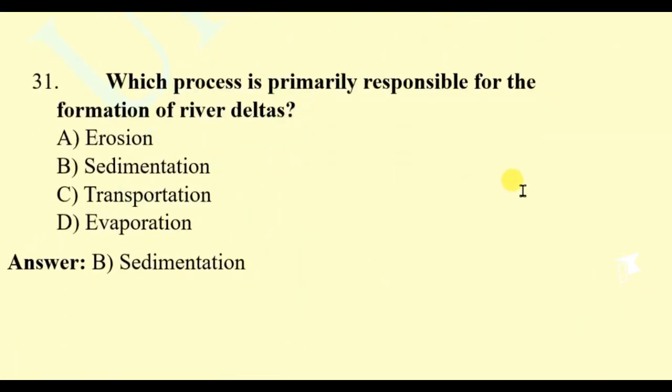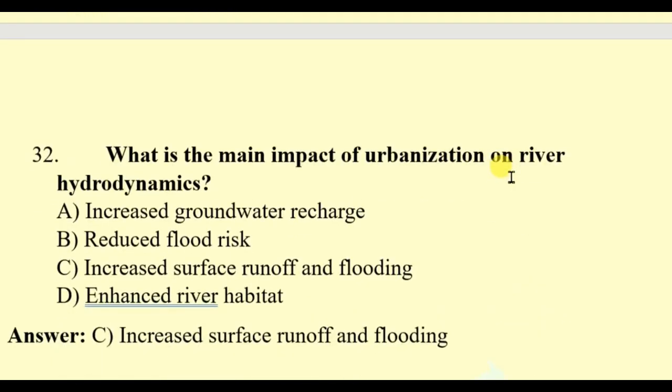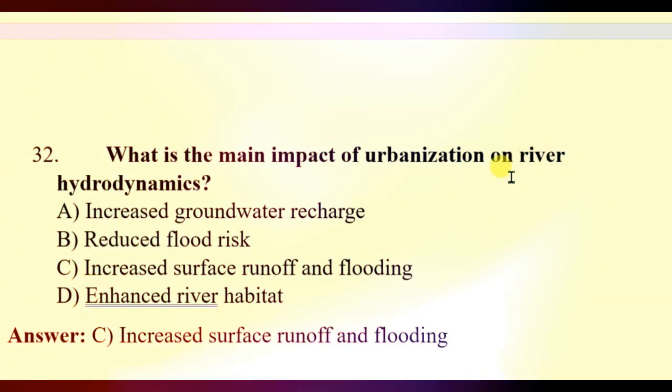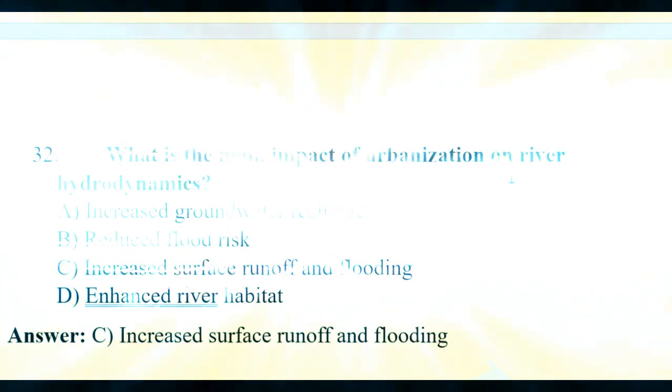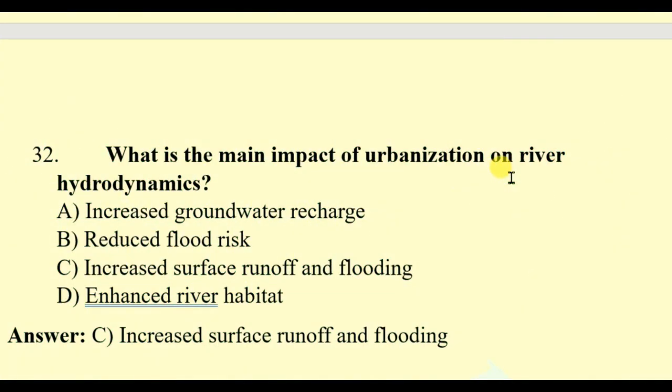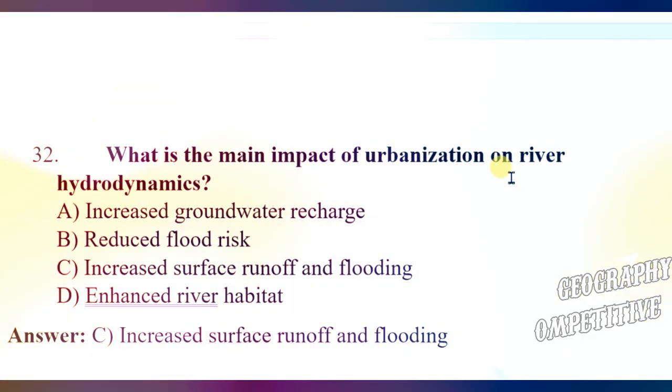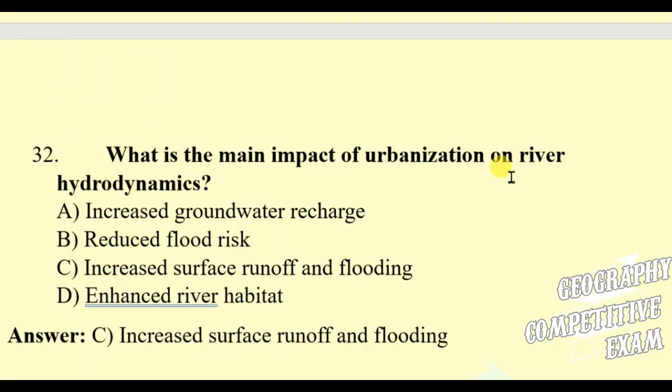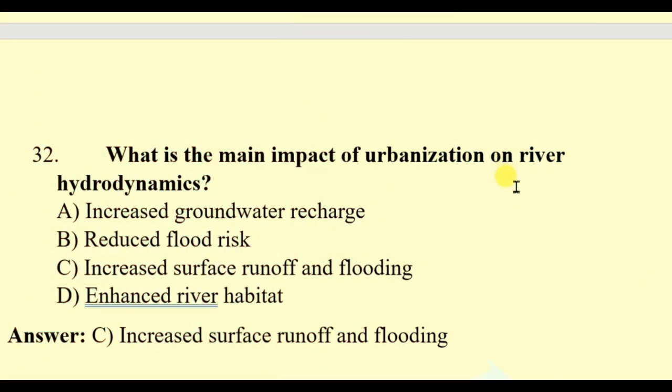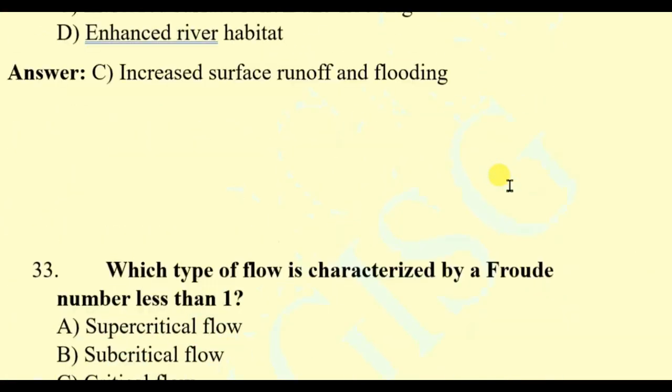Question 31. Which process is primarily responsible for the formation of river deltas: erosion, sedimentation, transportation, evaporation? Here the right answer will be sedimentation. Question 32. What is the main impact of urbanization on river hydrodynamics? Increased groundwater recharge, reduced flood risk, increased surface runoff and flooding, enhanced river habitat. Here the correct answer will be increased surface runoff and flooding.